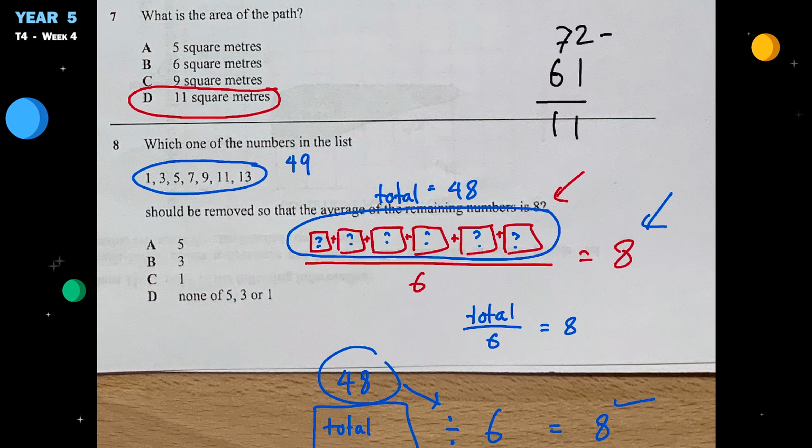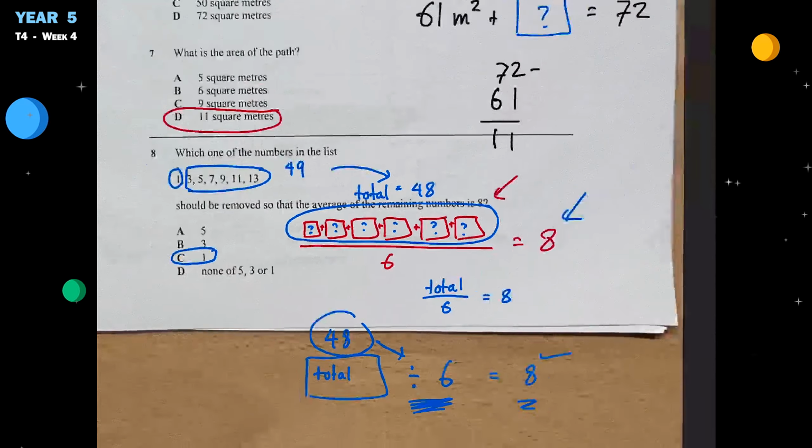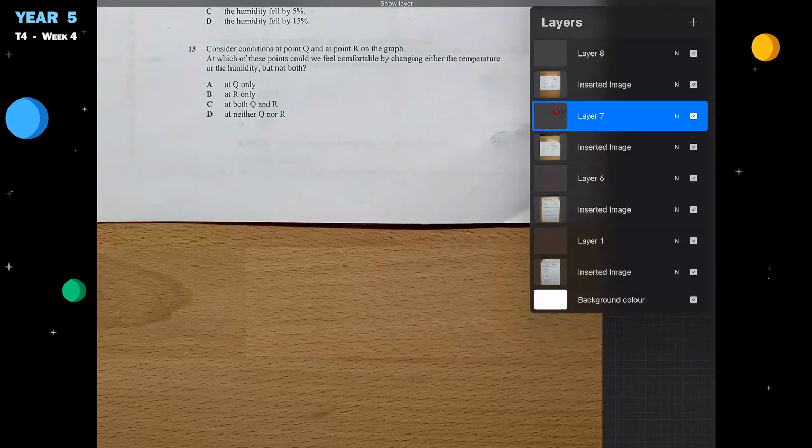Now we have to remove one number, and then the total will become 48. So which number do you think it is? Well, obviously it's going to be the number 1, isn't it? If we remove a 1, then the total is going to be 48 instead of 49. That's it. So when the question asks which one of the numbers in the list should be removed so that the average of the remaining numbers is 8, then you can say the answer is going to be 1. And that's the answer there. Okay, next page.